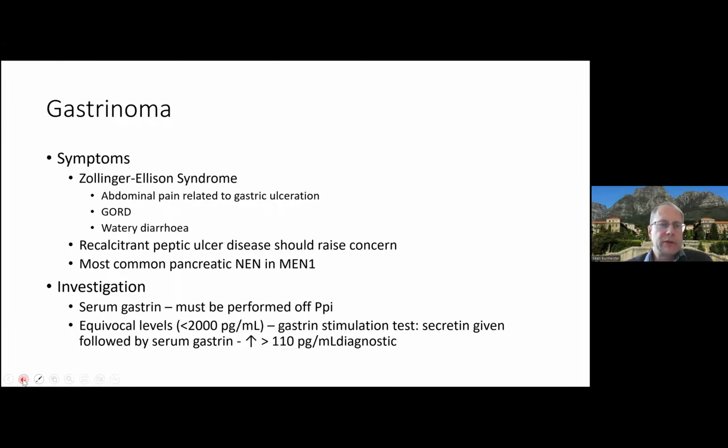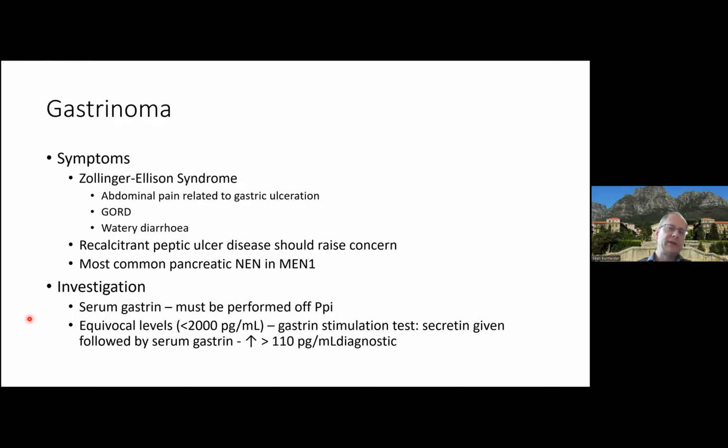Okay, gastrinomas. So the syndrome typically described as Zollinger-Ellison syndrome. As you mentioned, abdominal pain usually related to ulceration, but don't forget reflux disease and watery diarrhea are also important components of the syndrome. The peptic ulcers may be recalcitrant, but also in unusual places. And remember that this is commonly part of MEN 1.